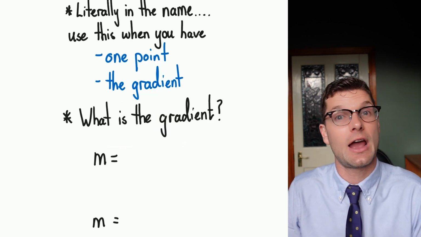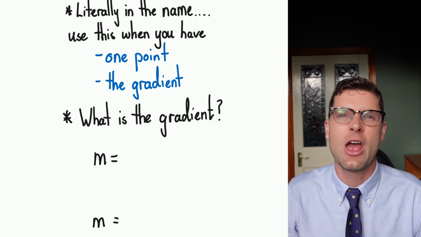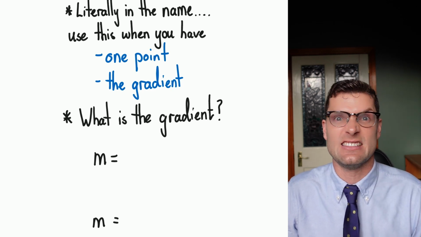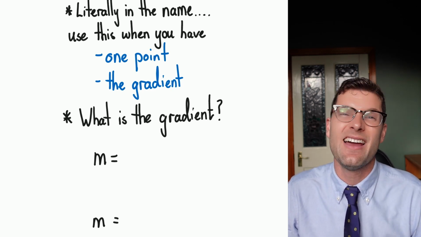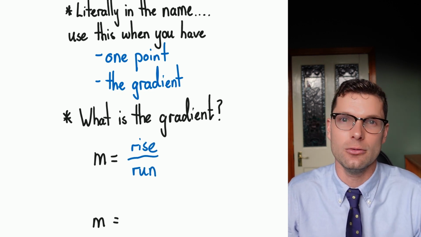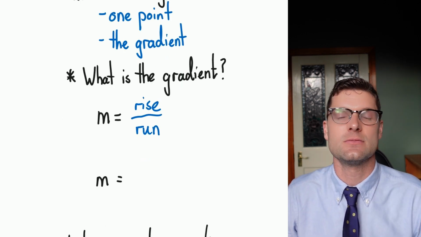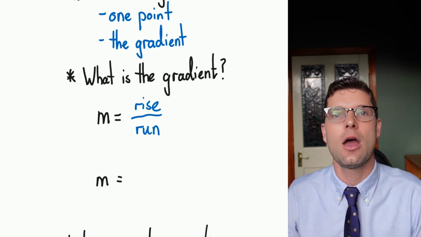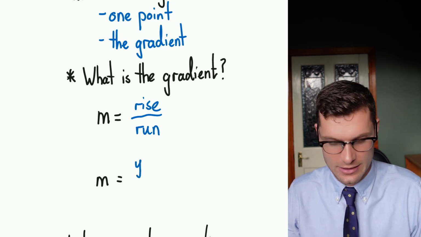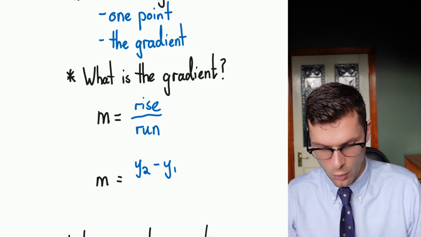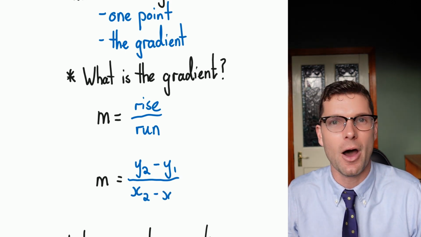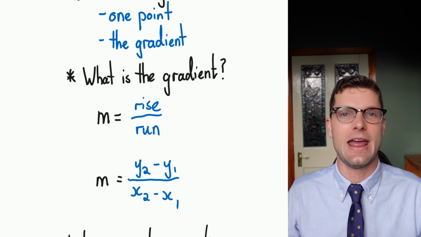In order to see where the proof comes from for this point gradient form, we need to really delve into what the gradient actually is. So we know that the gradient is the slope or the steepness of the line, and we know that we can work it out by finding m is equal to rise over run. But to put this in slightly more mathematical terms, it's the change in y every time there's a change in x. So one way we can write this is that the gradient is equal to y2 minus y1, that is the change in y, divided by x2 minus x1, or the change in x.